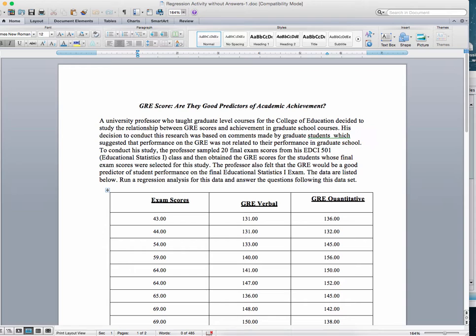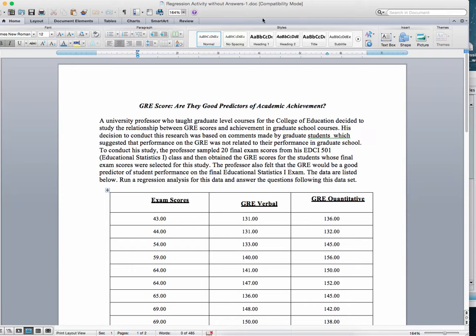His decision to investigate this relationship was based on comments made by graduate students which suggested that performance on the GRE was not related to their performance in graduate school. So in order to look at the relationship between GRE quantitative scores and exam scores in Educational Statistics 1, he collected exam score data, and then he collected the GRE quantitative scores from the students in his classes with their permission.